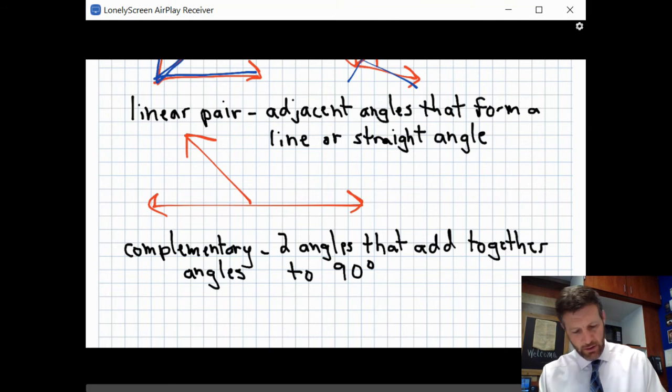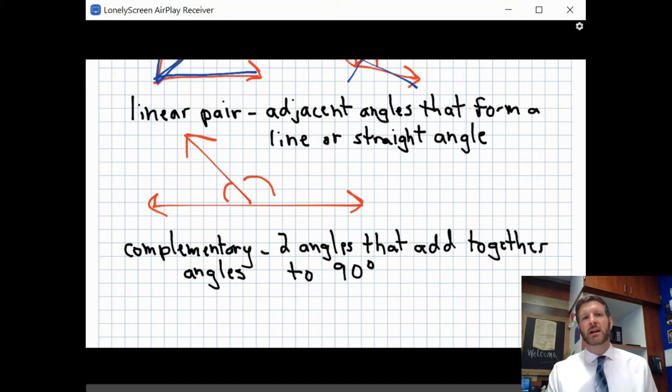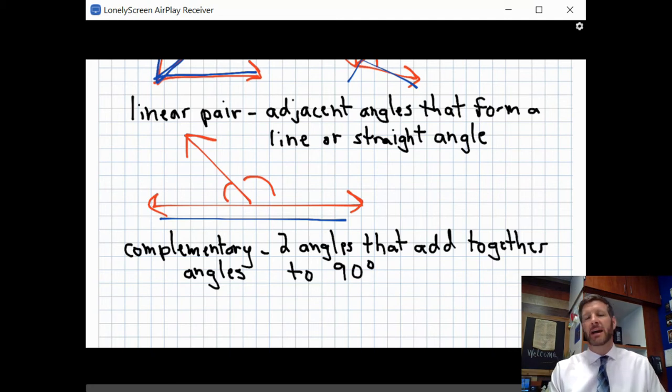adjacent angles from that. So here we have an angle here, and we have an angle here. Those would not only be adjacent angles, they share a common vertex and they share a common side here and here. But they're a special type of adjacent angles. They're a linear pair because they come together to form this straight 180 degree line. So a linear pair is just a special type of adjacent angles. Anytime they form, again, that straight line together.